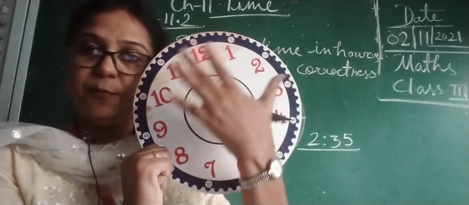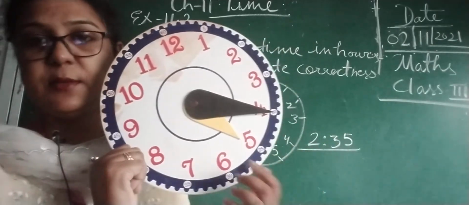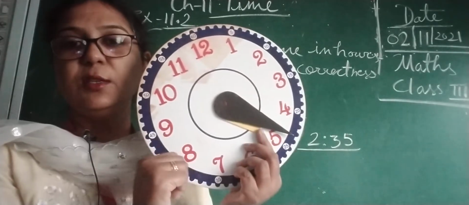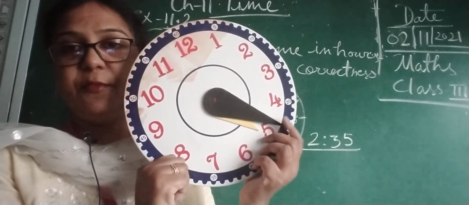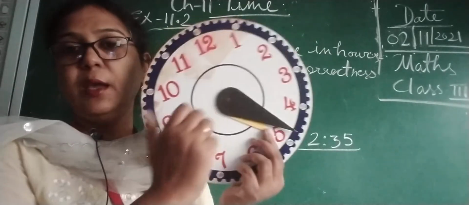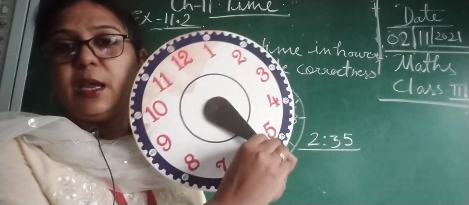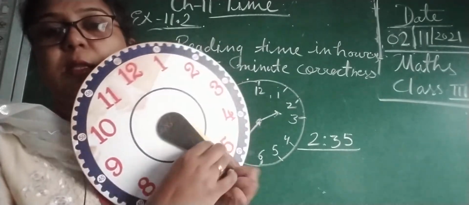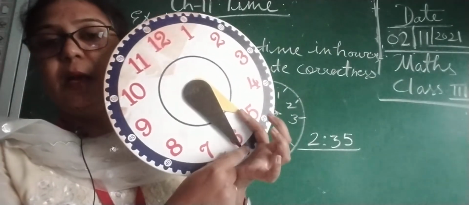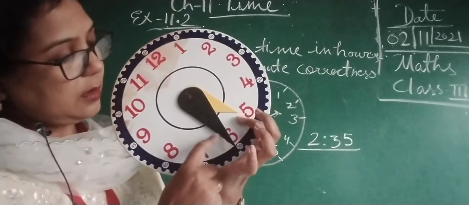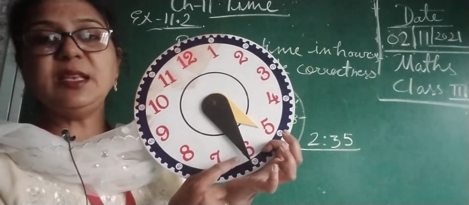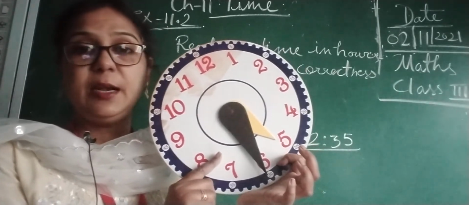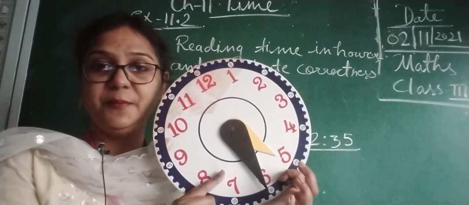5:20, it means 5 o'clock is over and this is 20 minutes, okay? Now if it will come over here, so this is 5:20, okay? Now if it comes here, your shorter hand is at this 5 and your bigger hand is at 6, so it means this is 5:25. It means 25 minutes are over, okay?